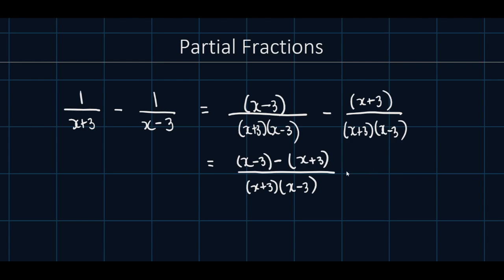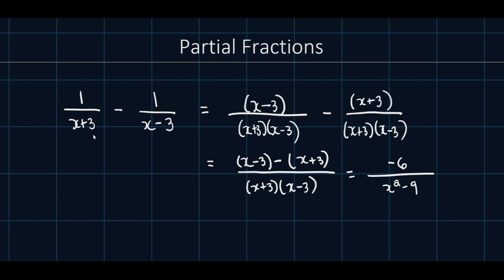Now, simplifying this, our denominator is a difference of two squares, so we have x squared minus 9. And for our numerator, we just have to distribute the negative sign. If we do that, we will get negative 6. So what we showed here is that 1 all over x plus 3 minus 1 all over x minus 3 is equal to negative 6 all over x squared minus 9.